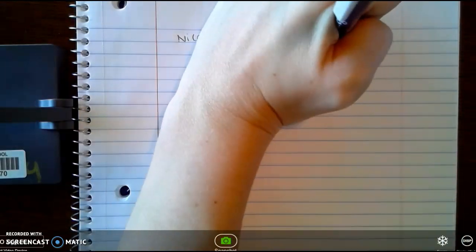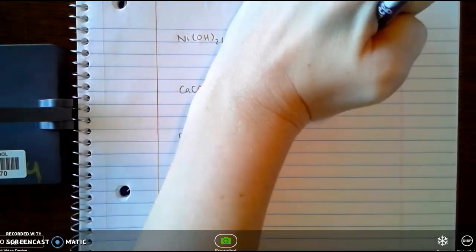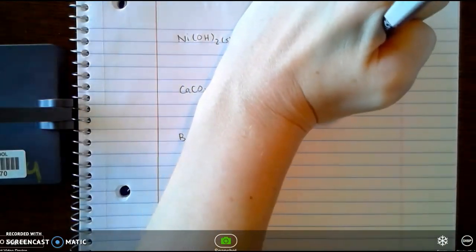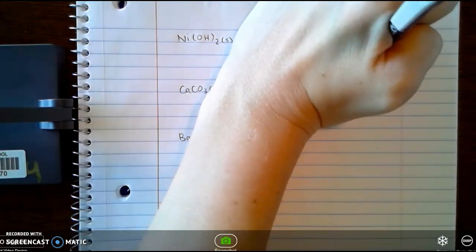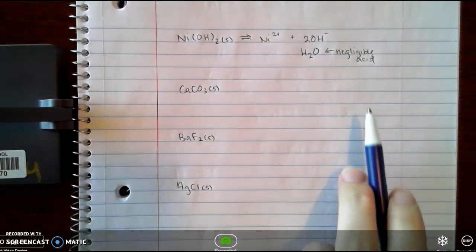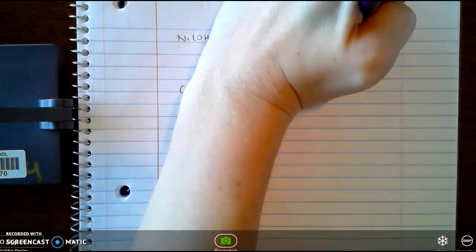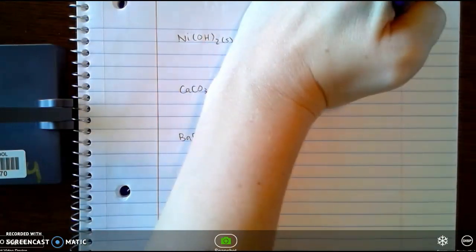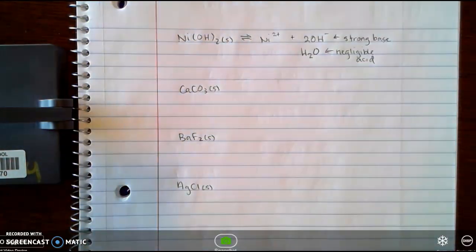Water is a negligible acid, right? So you know water, you drink it, it's not acidic, right? So if this is a negligible acid, that means that the conjugate base is going to be a strong base, okay?